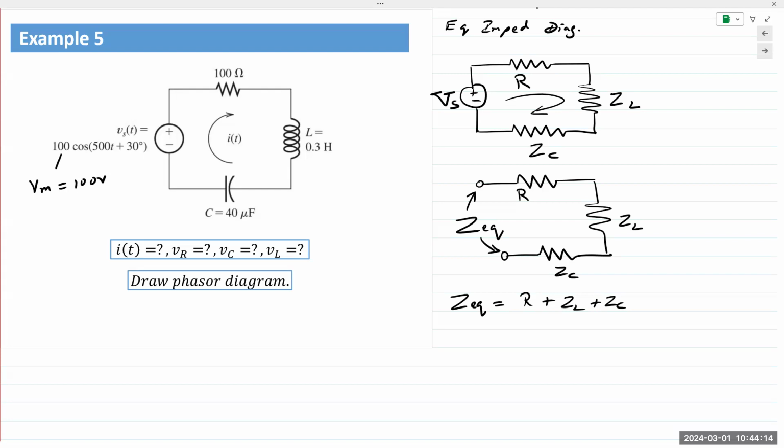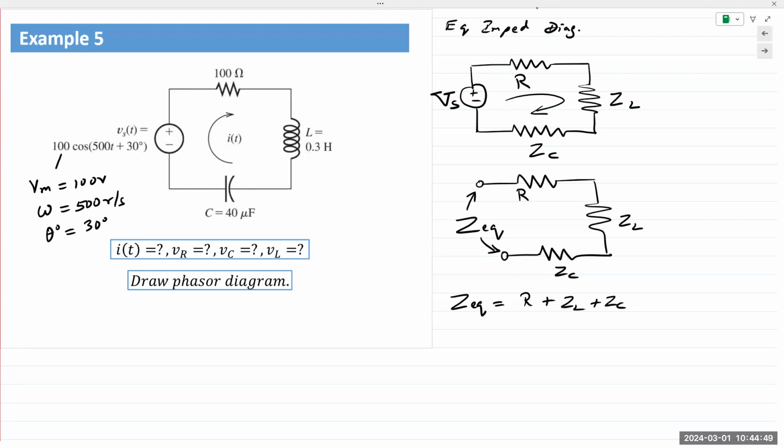What do we have here? Vm is 100 volts. Omega is 500 radians per second. And phase difference theta is 30 degrees. The expression is given in cosine, cos of 500t. If it was not, you would convert it into cosine first before you write down the value of theta. If it was given in sine, then you subtract 90 degrees from the phase, and then write down the value of theta.